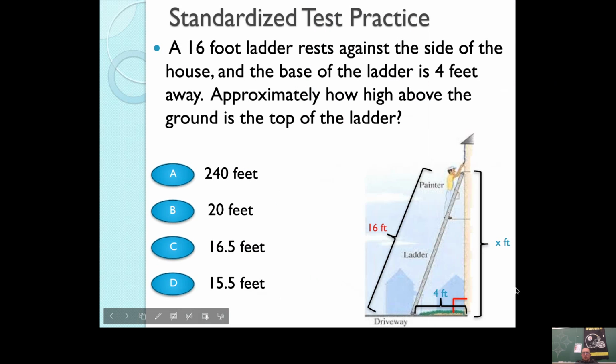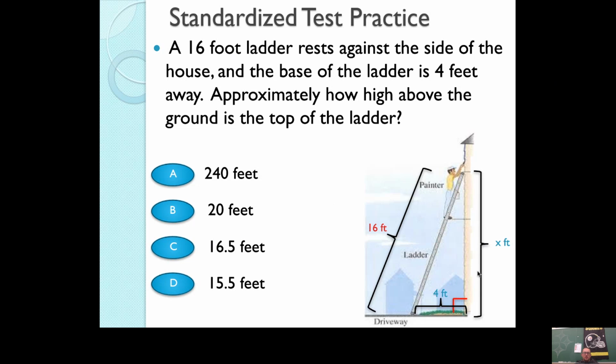So here's an example using that. A 16-foot ladder rests against the side of a house, and the base of the ladder is 4 feet away. Approximately how high above the ground is the top of the ladder?